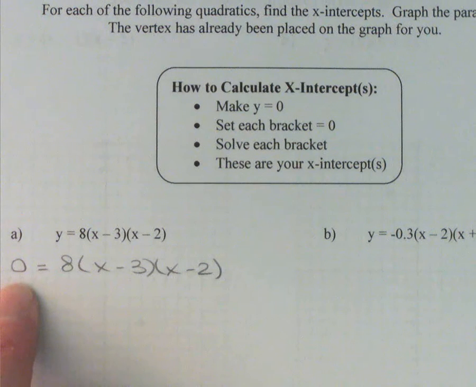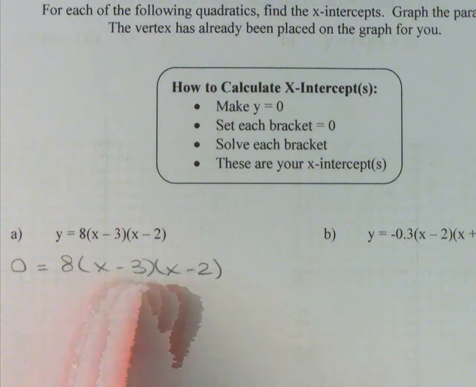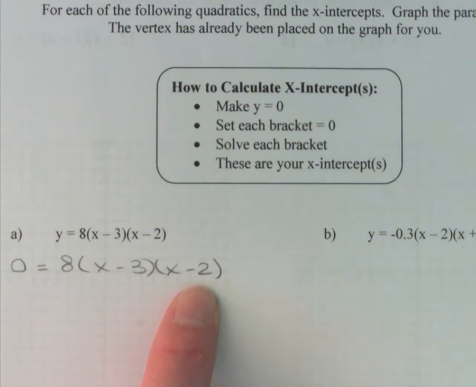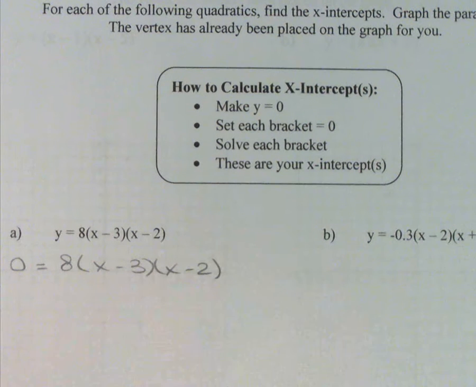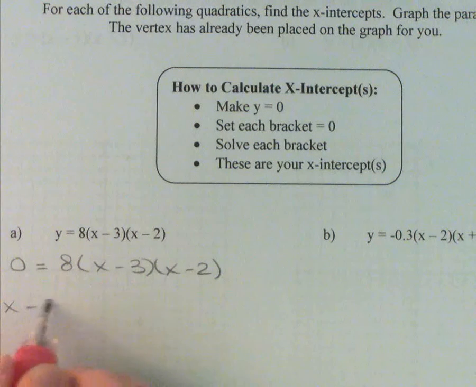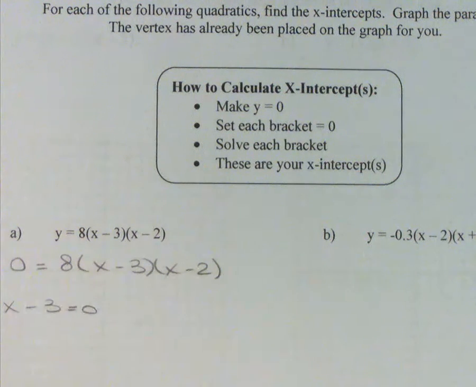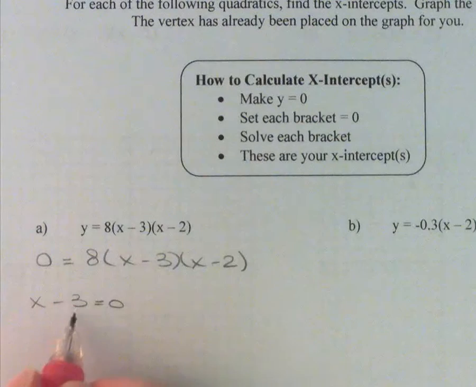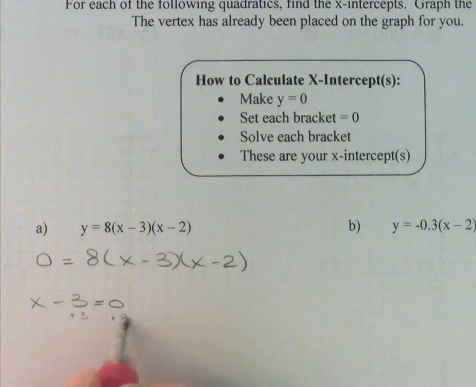Well, if y is 0, it means either this has to be 0 or this has to be 0, because when we multiply a number by 0, I always get 0. So to get 0, I have to figure out what that number is. So x minus 3 could be equal to 0. So I'm going to add 3 to both sides. So x could be 3.